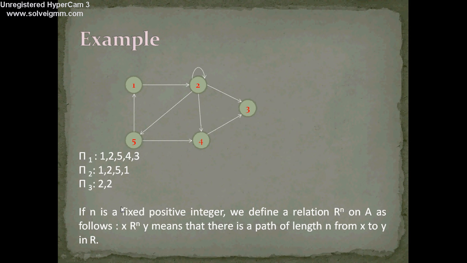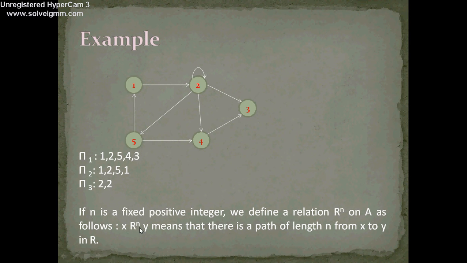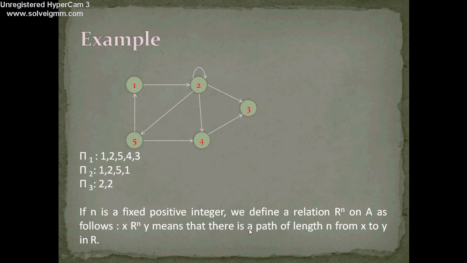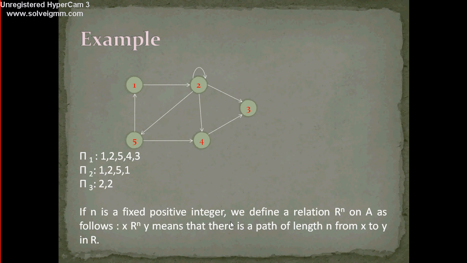If n is a fixed positive integer, we define a relation R to the power n on A as follows: x is related to y means that there is a path of length n from x to y. So the two elements are related if there is a path of length n from x to y.